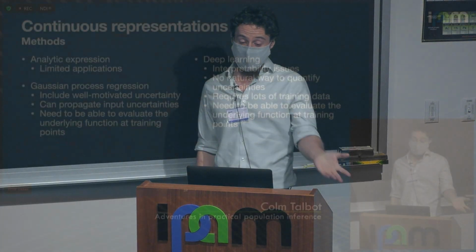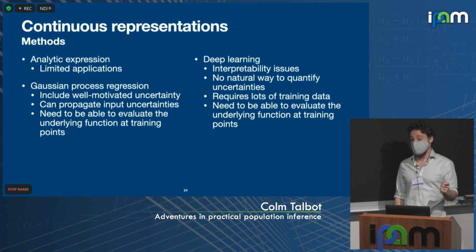I've already mentioned Gaussian process regression has been tied up with histograms. And these are good. One of the great things about Gaussian processes is they have these well-motivated uncertainties that come with them. So you can actually propagate the uncertainties through as you go. But one of the limitations is that you need to be able to calculate the underlying function at the points where you want to train your process. So one way around that we've just seen is to couple it with a histogram.